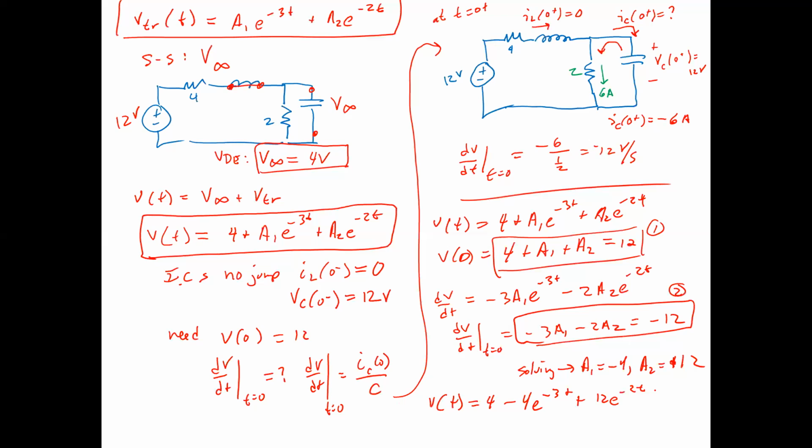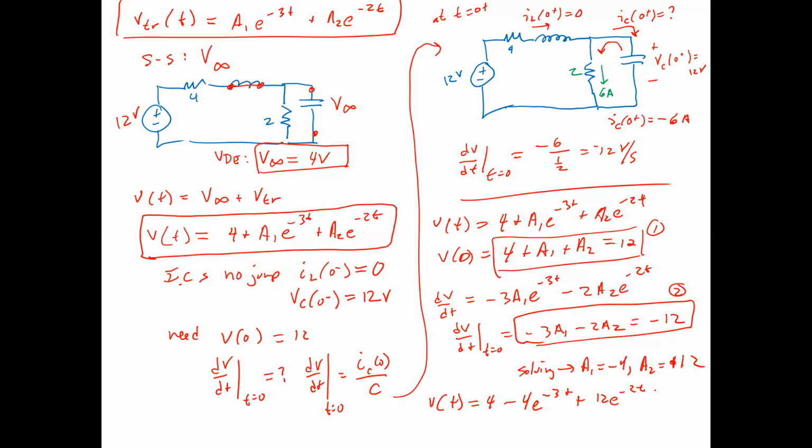So, if you were going to sketch this thing, it's essentially going from 12 to 4, and it's not really oscillating like it looks like it's oscillating there. It should just be going basically like that, where the slope at the 0 point is minus 12 volts per second. And it just tapers off at 4. Something like that.